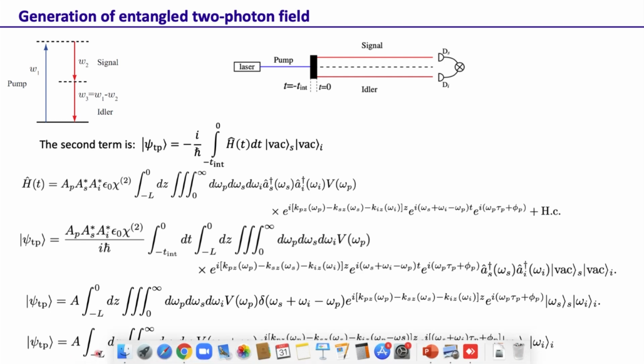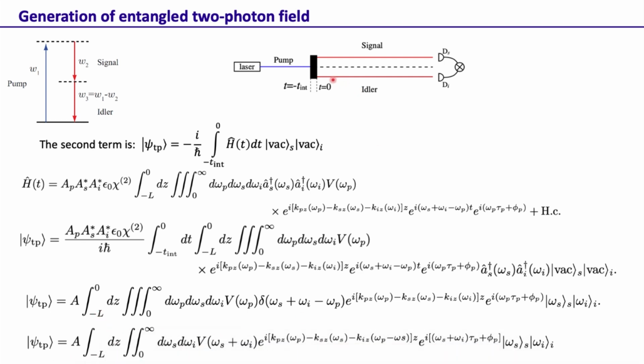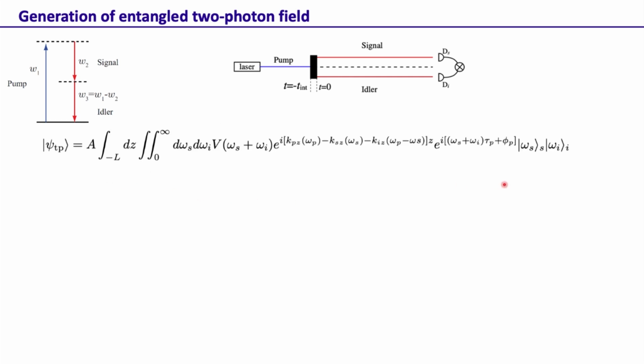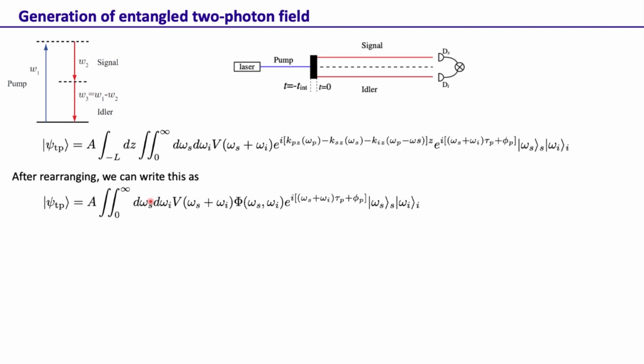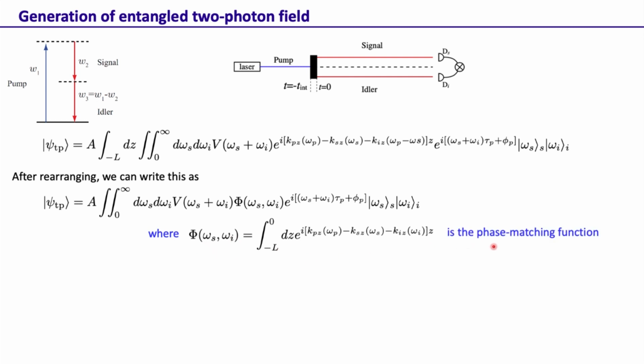So this is the 2-photon state produced by parametric down conversion, right at the exit face of the crystal. Okay, so that's our 2-photon state. Now let's rearrange it, and then we can write it like this. This is now just a double integral, and this integral over z we are just writing as phi, and this phi is called the phase matching function. This is just rewriting this integral over here. The integral over z, that is the length of the crystal, we write as a phase matching function, and this term is z dependent, and so this just comes over here.